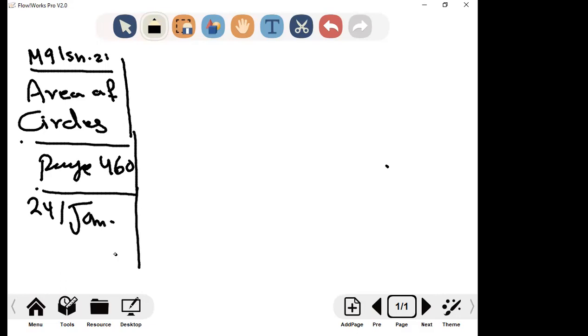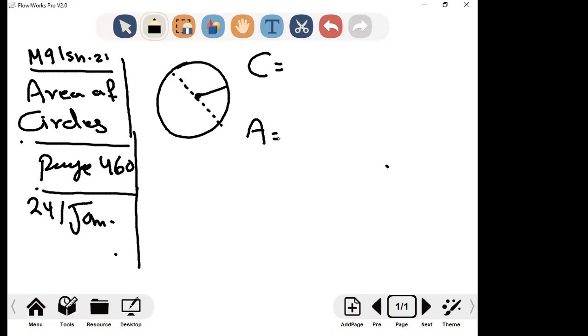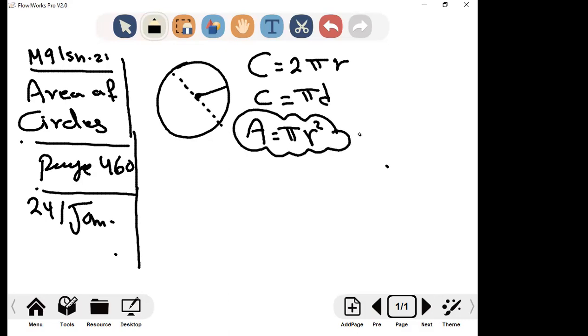Now let's remember what we did in the previous lessons. We have a circle, and in the circle we have radius or diameter. We have the circumference and we have the area. The circumference has two formulas: 2 pi r, and pi d. And for the area, we say it is pi r to the power of 2, right? So we have two formulas for the circumference and one formula for the area.